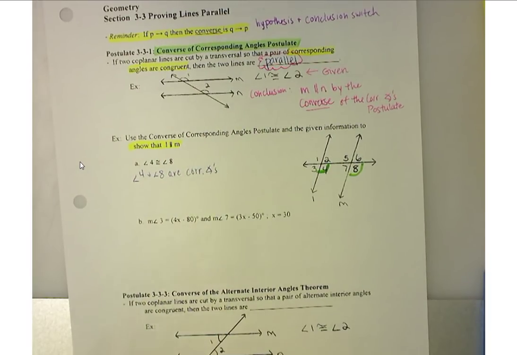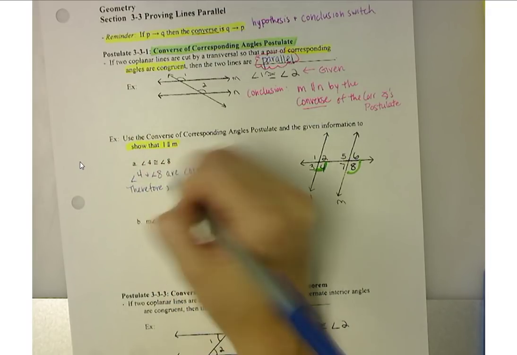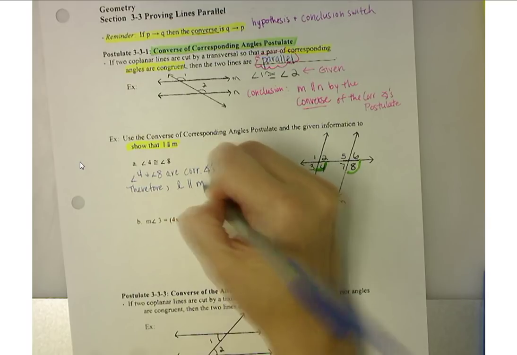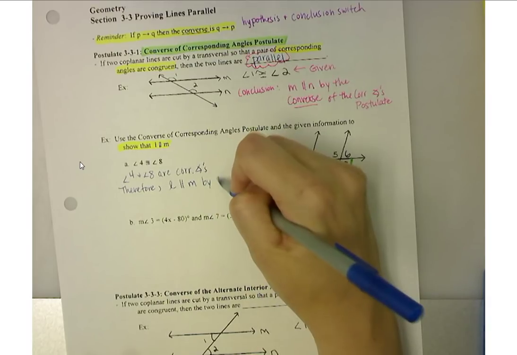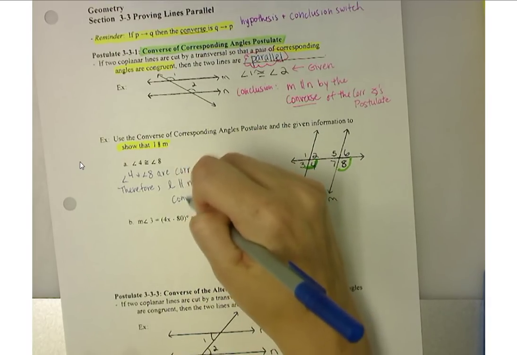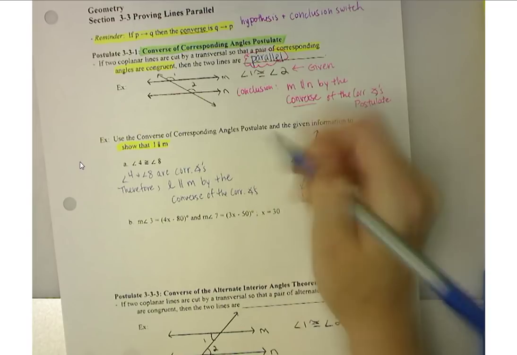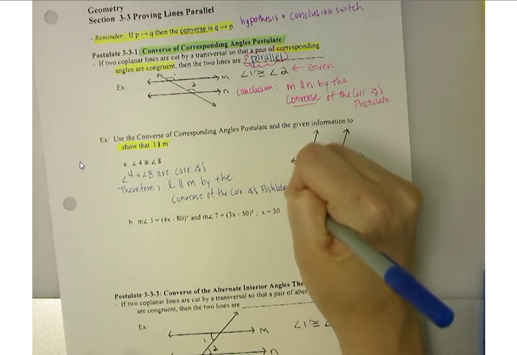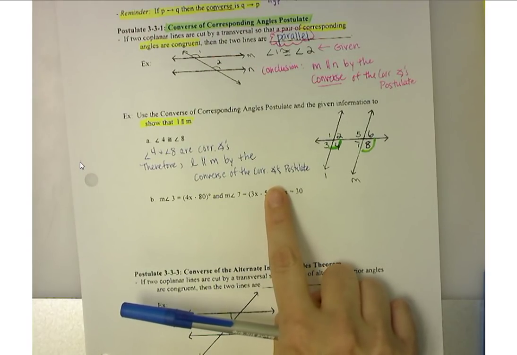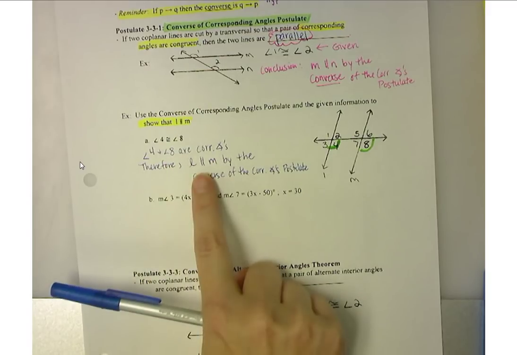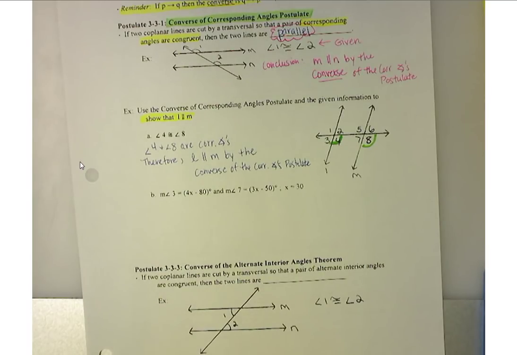Okay, so then we would say, therefore, L is parallel, so remember that's our symbol for parallel, to M by the converse of the corresponding angles postulate. Okay, and that's all we have to do for that. Okay, so because 4 and 8 are corresponding, L is parallel to M by the converse of the corresponding angles postulate. Okay, for B, it's a little bit different.